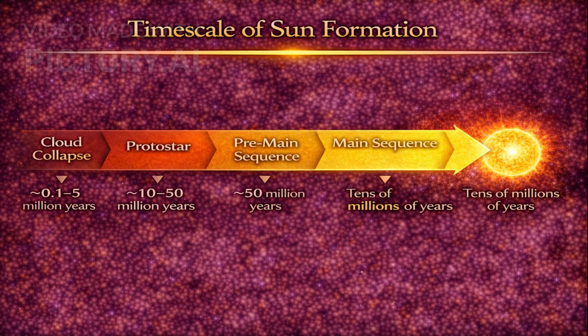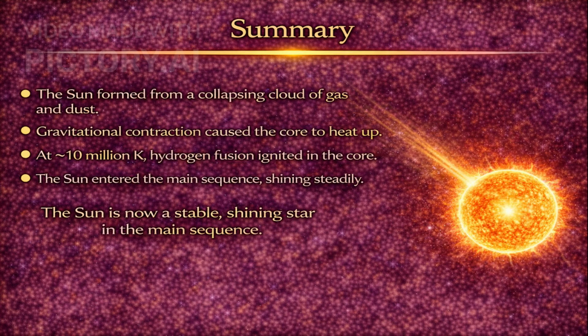The formation of the Sun spans millions of years, from cloud collapse to protostar, pre-main sequence, and finally the main sequence, where it shines for tens of millions of years. The Sun formed from a collapsing cloud of gas and dust. Gravitational contraction heated the core, igniting hydrogen fusion at around 10 million Kelvin. Now the Sun is a stable, shining star in the main sequence.